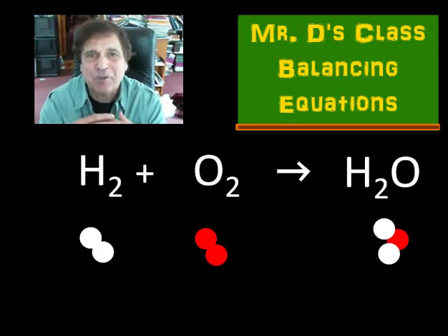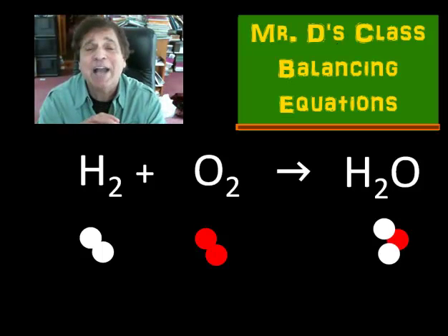So this is another way of representing these atoms and molecules, and really it can help us visualize balancing of equations. Okay, let's look at the balance. On the left side of the equation, we have 2 atoms of hydrogen. On the right side of the equation, we also have 2 atoms of hydrogen. So hydrogen is balanced. What about oxygen? On the left side of the equation, we have 2 atoms of oxygen. On the right side, we only have a single atom of oxygen.